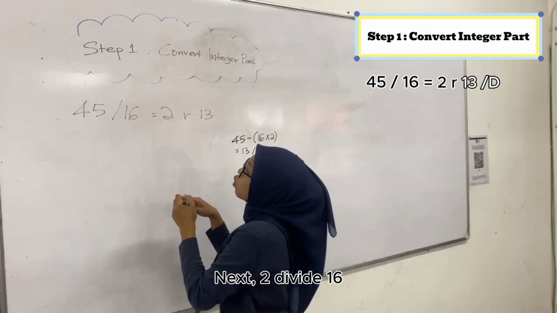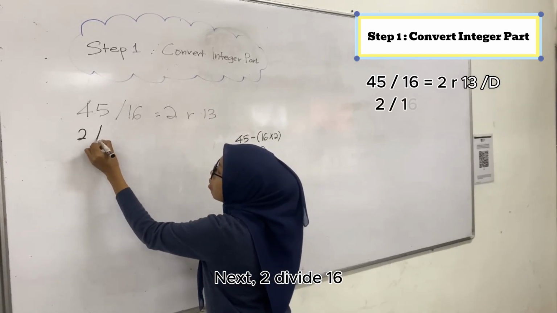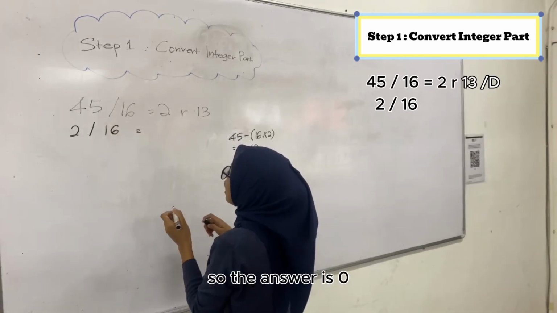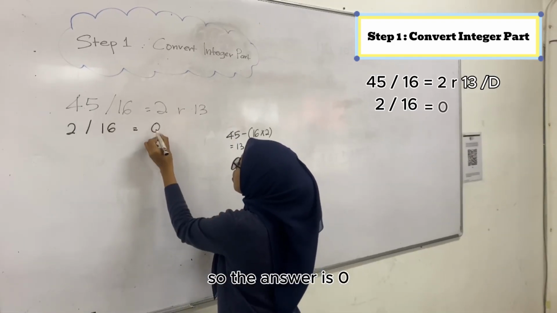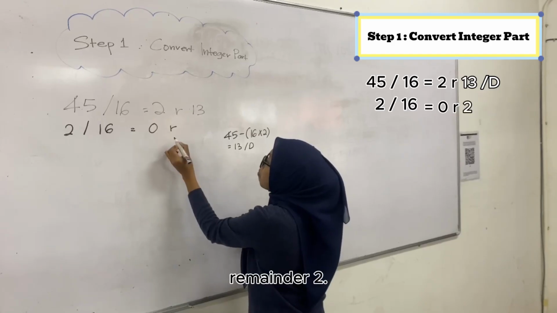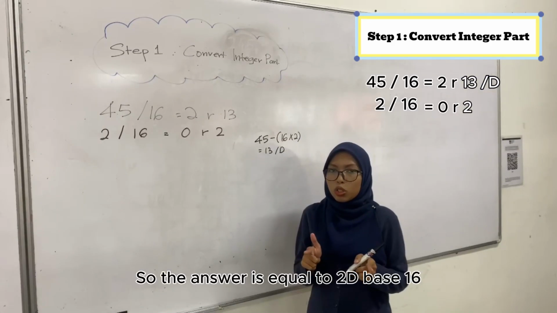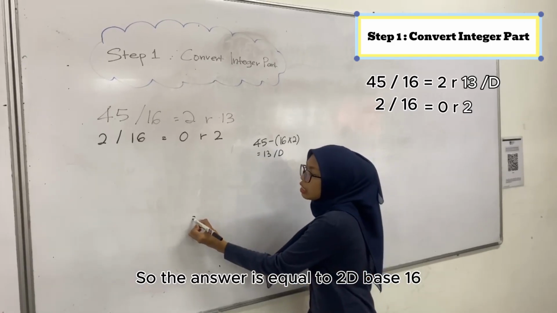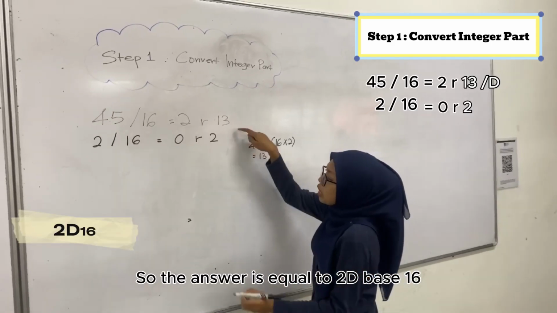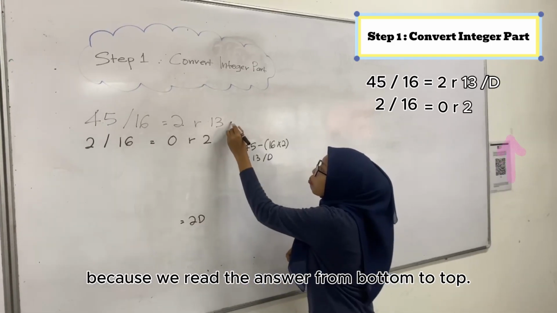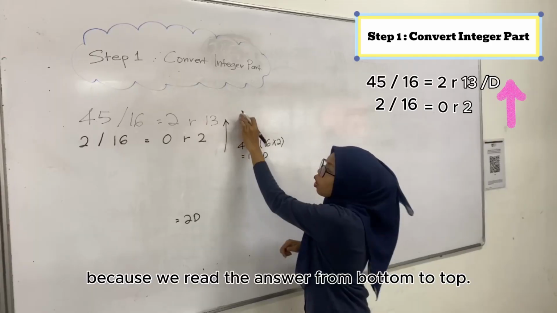Next, 2 divided by 16. The answer is 0, remainder 2. So, the answer is equal to 2D, because we read the answer from bottom to top.